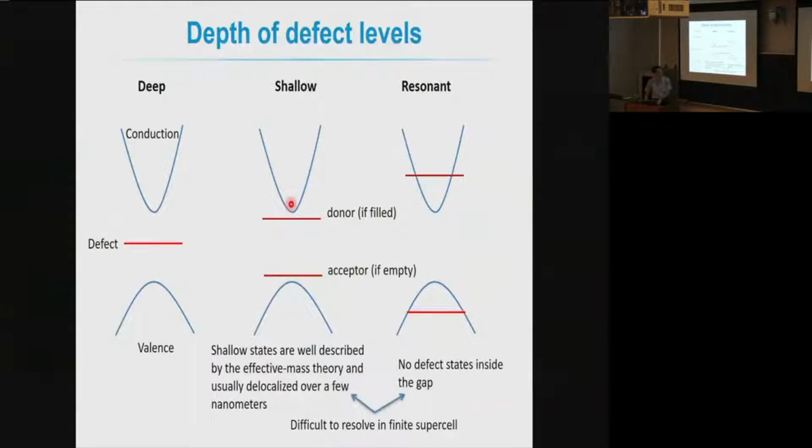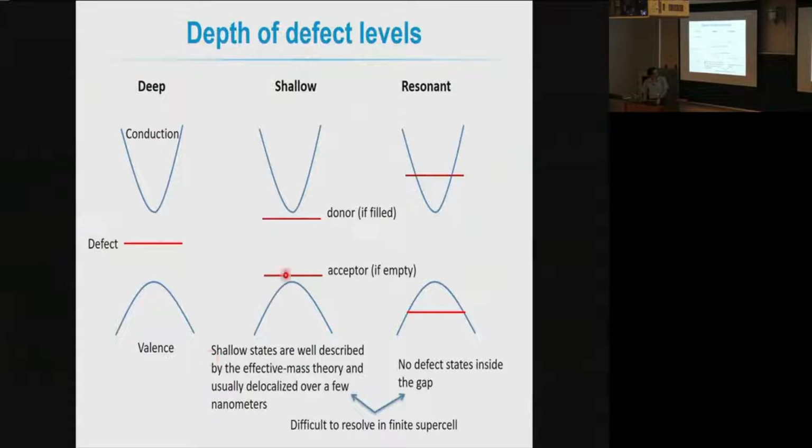Also, if a defect level is close to the valence band maximum and it is empty, then it acts as an acceptor, right? The electrons at the valence band can be excited into the acceptor level, thereby creating a hole at the valence band maximum.